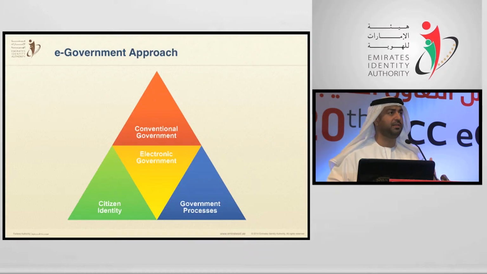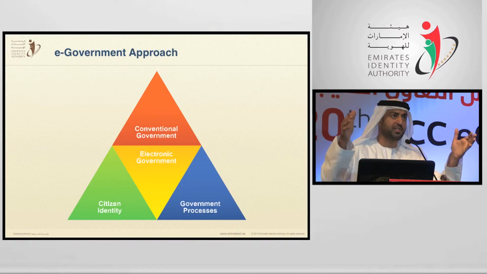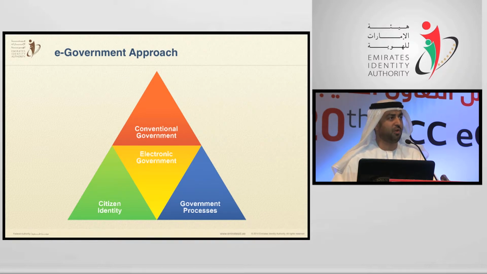What we have been doing here in the UAE, for example, is following a holistic approach for e-government transformation. For conventional government to transform into smart government or electronic government, processes and technologies will indeed play a key role. However, the most important pillar that needs to exist is the identity management infrastructure, which should support governments to identify and authenticate individuals.